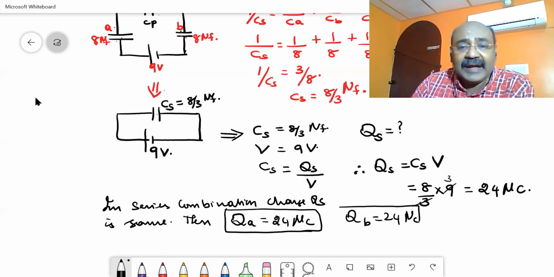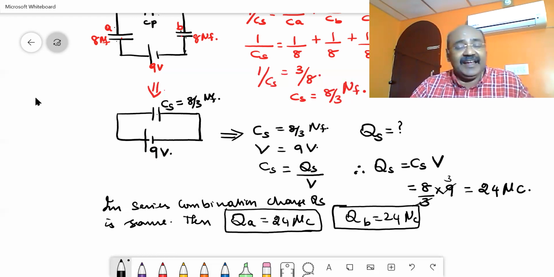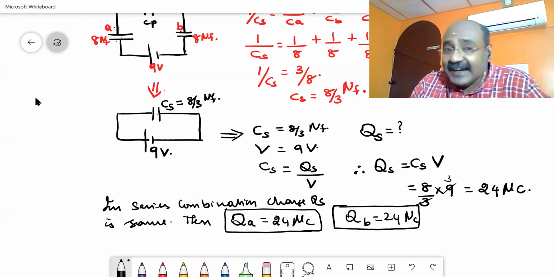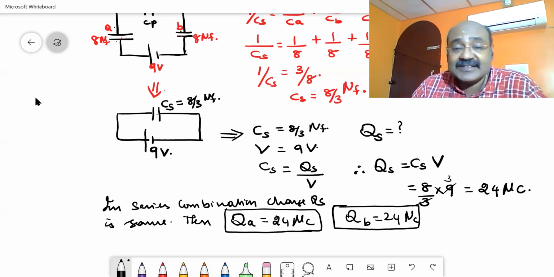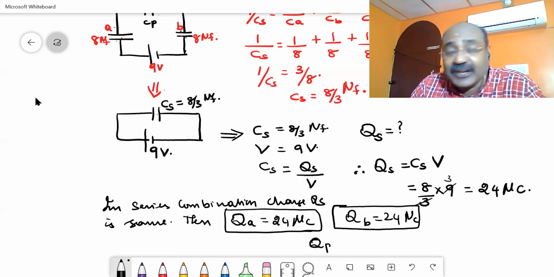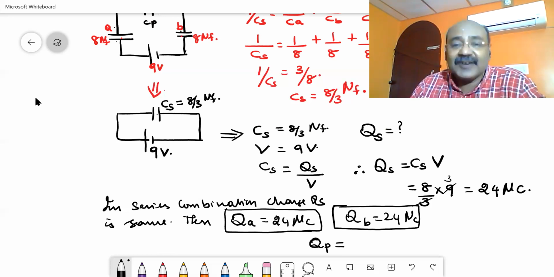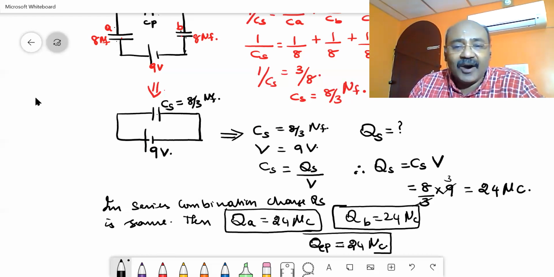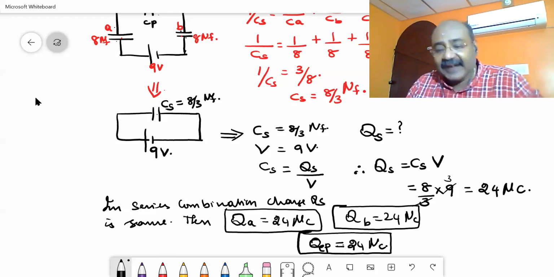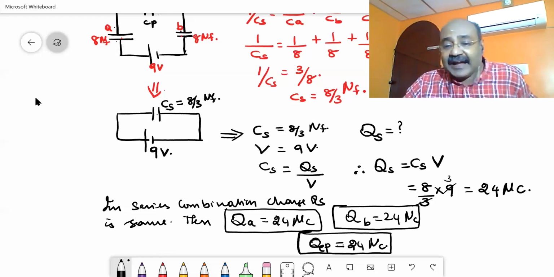I have to calculate for C and D. But C and D are in parallel combination with this. So I can write the charge available in that parallel combination, QP. That is, the charge in CP is considered to be QP, which is our QCP, which is equal to another 24 microcoulomb. Isn't it?